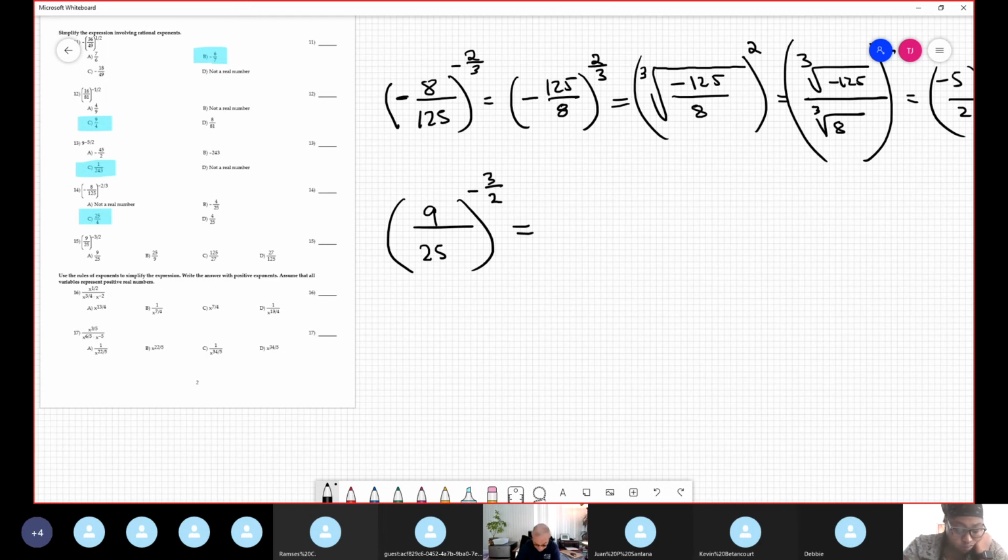Okay, what should I do? Well, in this case, we have a negative exponent again. So you flip it, 25 over 9, raised to the 2/3. Now positive, reciprocal. Now cubic root? A cubic root? No, it's 3/2 of it, 3/2.